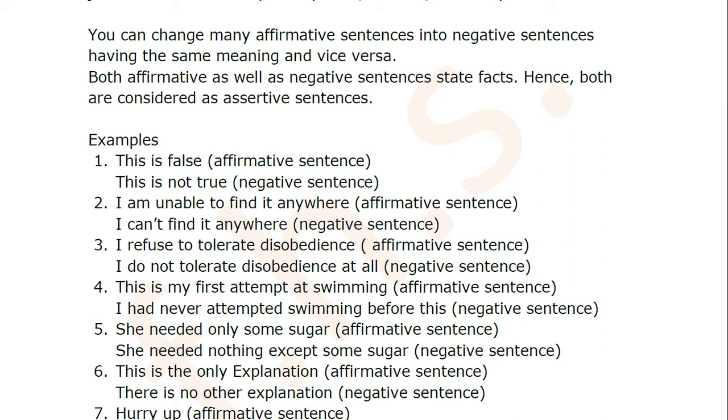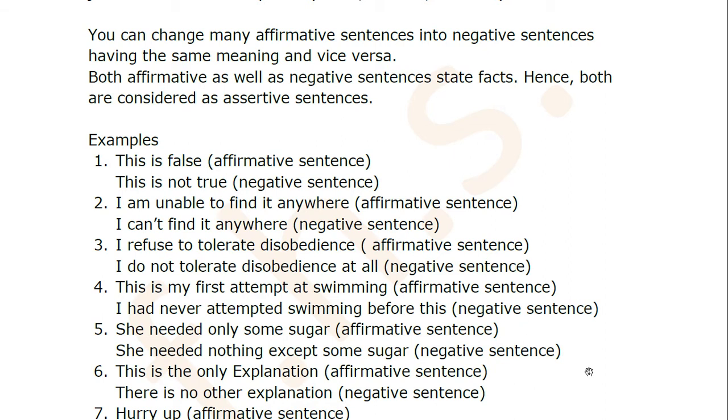Both affirmative as well as negative sentences state facts. So they tell you the truth about something, like say today is a Monday or today is not a Monday. Okay, so you're talking of the same thing, you're talking of Monday, but one you said in the positive way, one in the negative way, and you're telling it as a fact. It is a fact that today is Monday, or it is a fact that today is not a Monday. Hence, both are considered as assertive sentences. So they are considered as a statement and an assertive sentence.